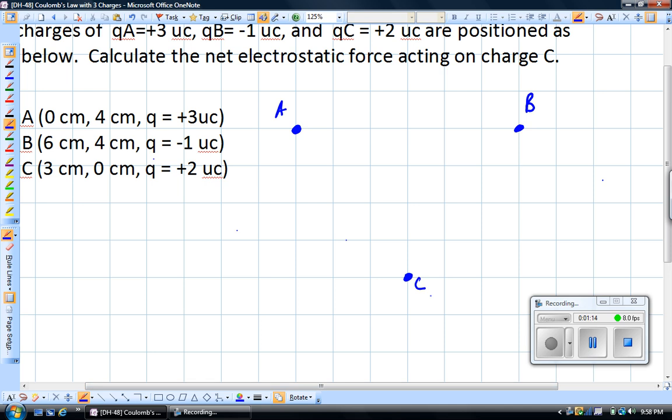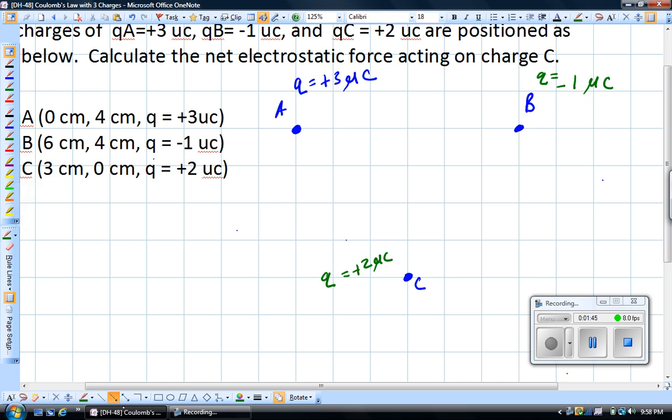on particle C. So A, just so we have it, has a Q that is going to be plus 3 microcoulombs. B is minus 1 microcoulombs. And C, the charge in question that we're finding the force of, has a charge of plus 2 microcoulombs. Now that may not sound like a lot of charge, but that's actually a pretty good amount of charge.